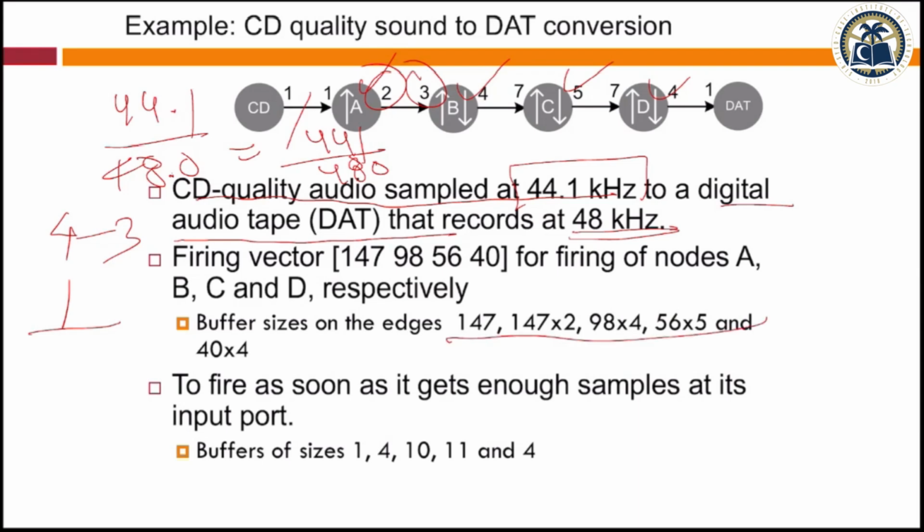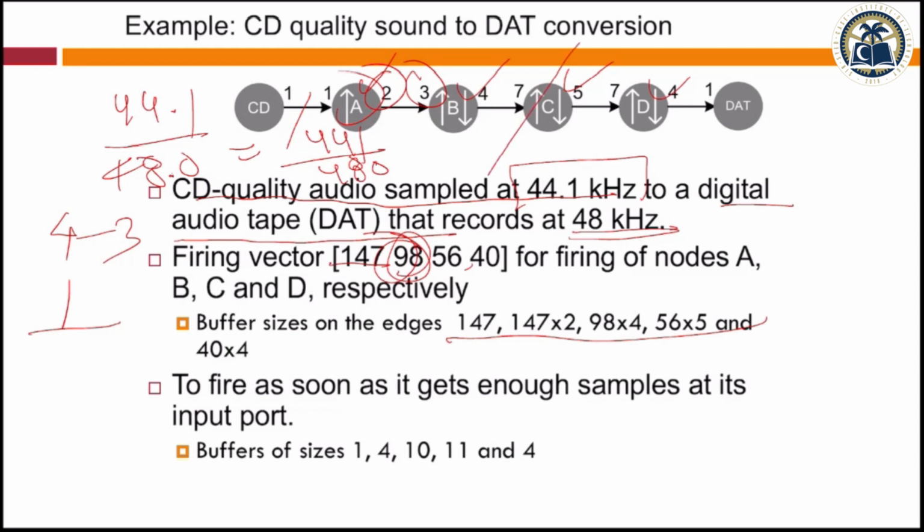The other approach is that you find out a firing sequence, where you first fire A 147 times, and B would be fired 98 times. So you collect 147 samples. I think this is A. You run it 147 times and collect all the samples at the output. Then you will be able to fire B 98 times, and collect all the samples at the output.